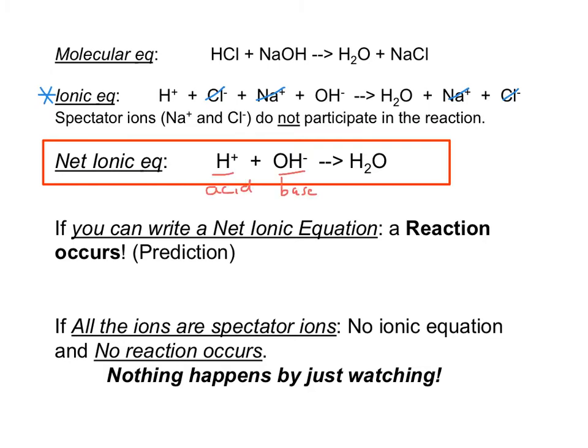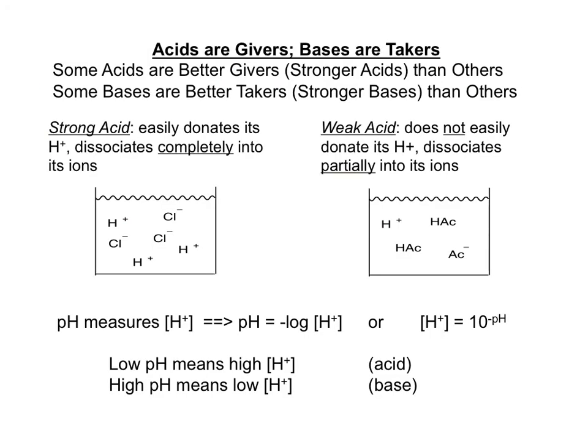So we predict that HCl will react with NaOH. Life involves give and take. Same is true with acids and bases. Acids that are better givers are strong acids. Bases that are better takers are stronger bases.